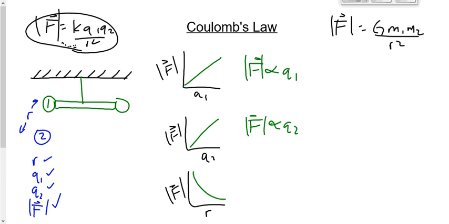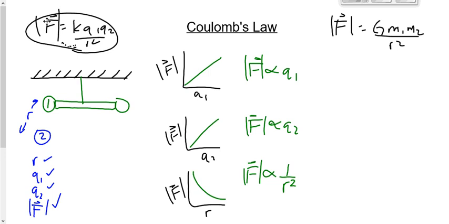In the third one, as r goes up, then F goes down. This graph could be represented by this equation, or it could be represented by this equation. It's difficult to tell just with the naked eye of looking at the graph. Turns out in this experiment, it will be represented by this equation. F is related to the inverse of the square of the distance.